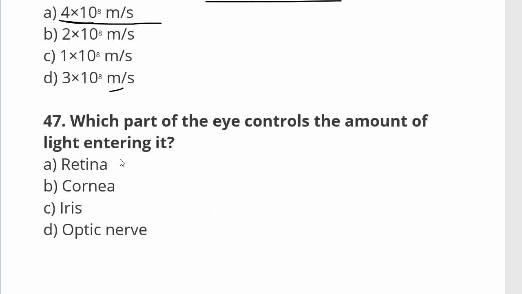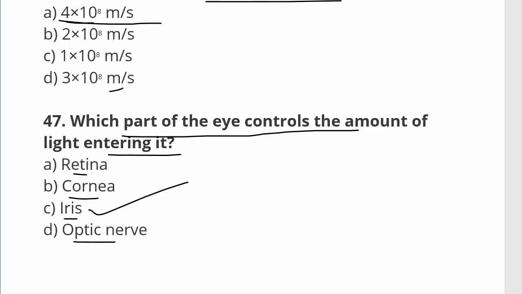Now the next question, which part of the eye controls the amount of light entering it? Options are A. Retina, B. Cornea, C. Iris, D. Optic nerve. Then the right answer is option C. Iris. The iris regulates the size of pupil, controlling the amount of light that enters the eye. It adjusts according to the light conditions, allowing optimal vision.